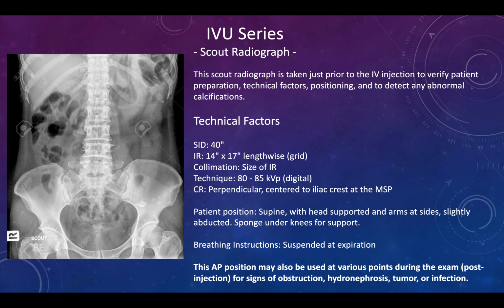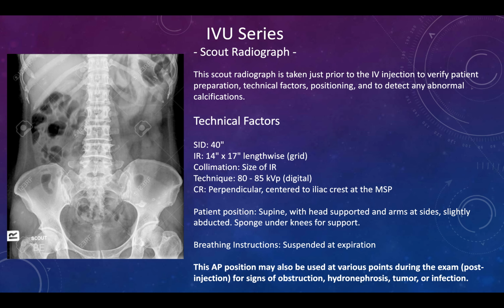This is basically a KUB, and it's just to determine patient preparation, make sure her bladder is voided, make sure our technical factors are on point, our positioning is good, and to detect any abnormal calcifications that might be visible without contrast medium. The SID is going to be 40 inches on a 14 by 17 lengthwise cassette, collimated to the size of the IR, 80 to 85 kVp, with a perpendicular CR centered to the iliac crest right at the MSP.